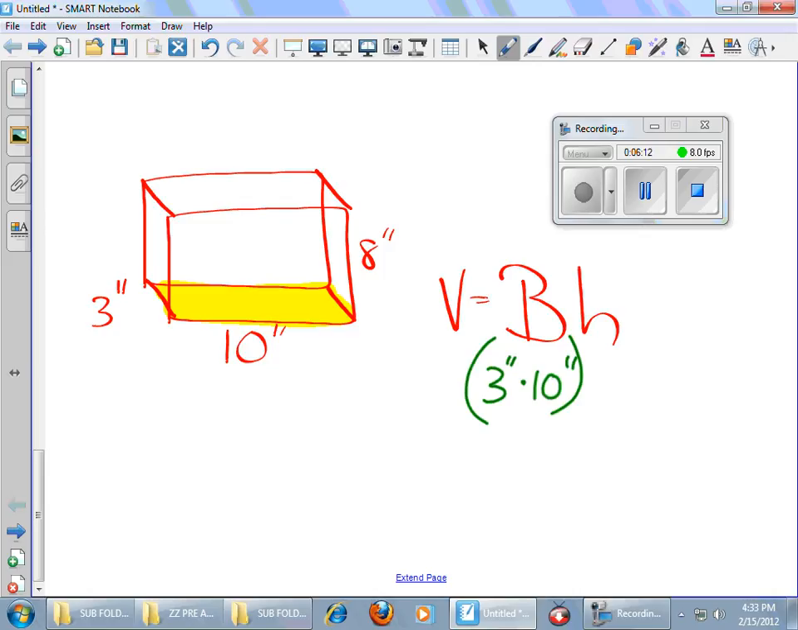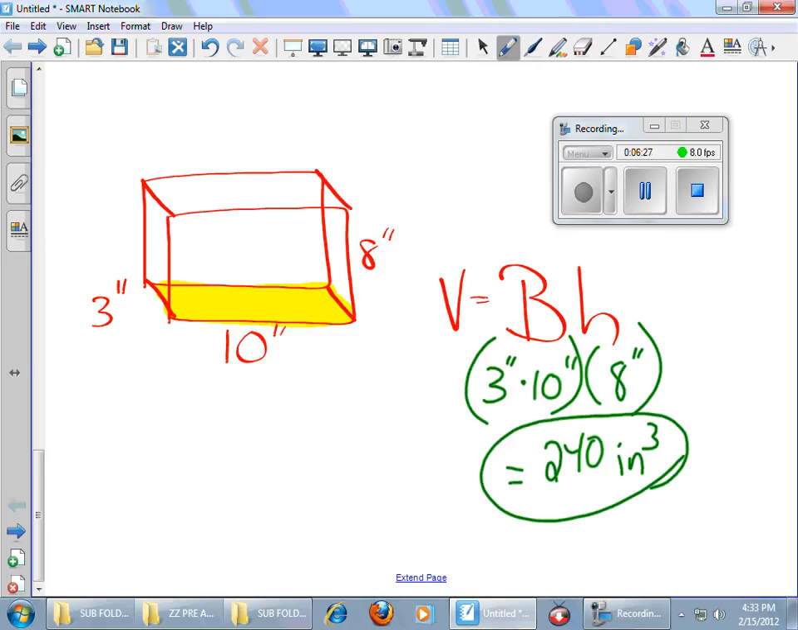So I'm going to do 3 inches times 10 inches, and that'll give me the area of the base. Now, how tall is my prism? Well, the height is 8 inches. So I'm going to multiply by 8. That's going to yield an answer of 240 inches cubed. Presto, there's your volume. See how simple that is?